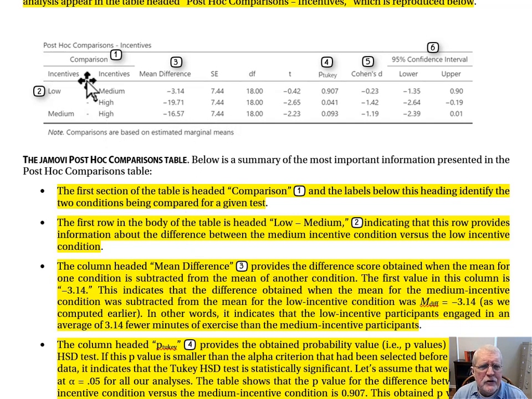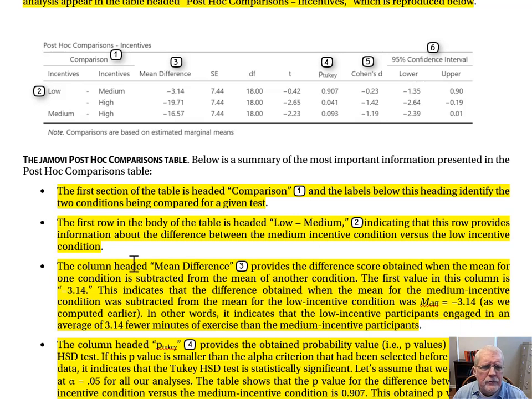We're going to begin with the first row, the row that's headed with my call-out number 2. The first row in the body of the table is headed low minus medium. This indicates that this row provides information about the difference between the low incentive condition and the medium incentive condition. What do you mean by that? Well, if you take the mean score for the low incentive condition and subtract from it the mean score for the medium incentive condition, you get a mean difference of negative 3.14 minutes, and everything in this row pertains to that comparison, to that difference.